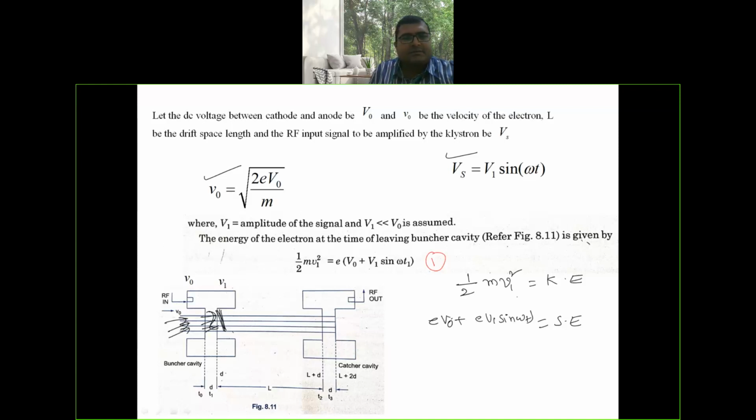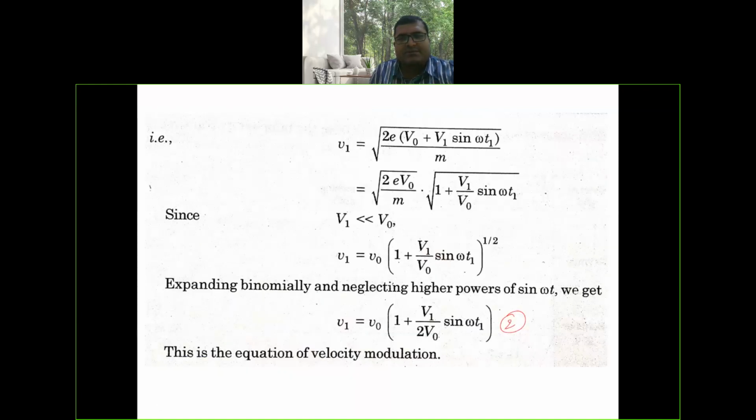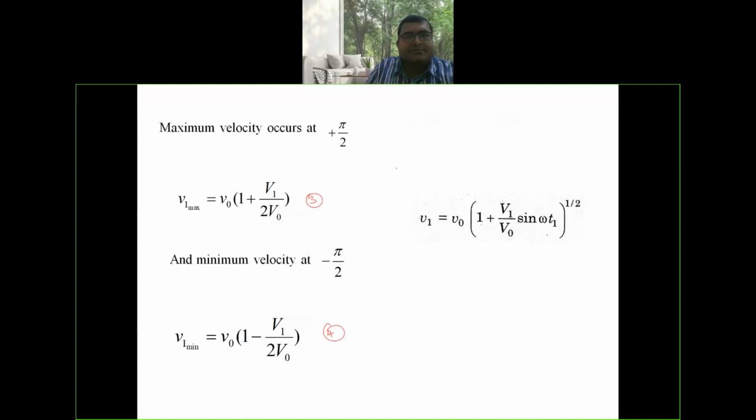Now we can equate the kinetic energy and the static energy at the time of leaving the buncher cavity, which is given by equation number 1. After rearranging equation 1, we get equation number 2, that is v1 is equal to V0 of 1 plus V1 by 2 V0 sine omega t1. This particular equation is called the equation of velocity modulation. And the maximum velocity occurs at plus pi by 2.